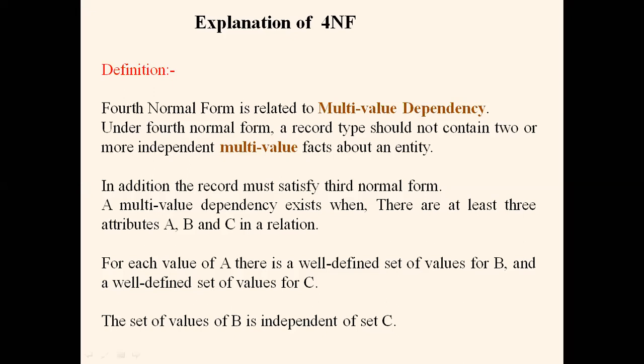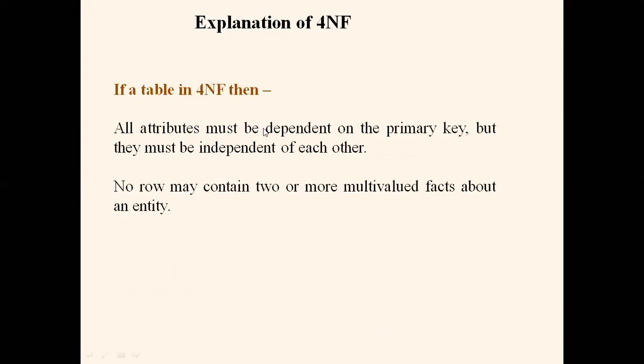Both are not related to each other, but both are related to A, because A can act as a primary key. Here all the attributes must depend on the primary key, but they must be independent of each other. So A, B, and C attributes are there. B and C depend on the primary key.